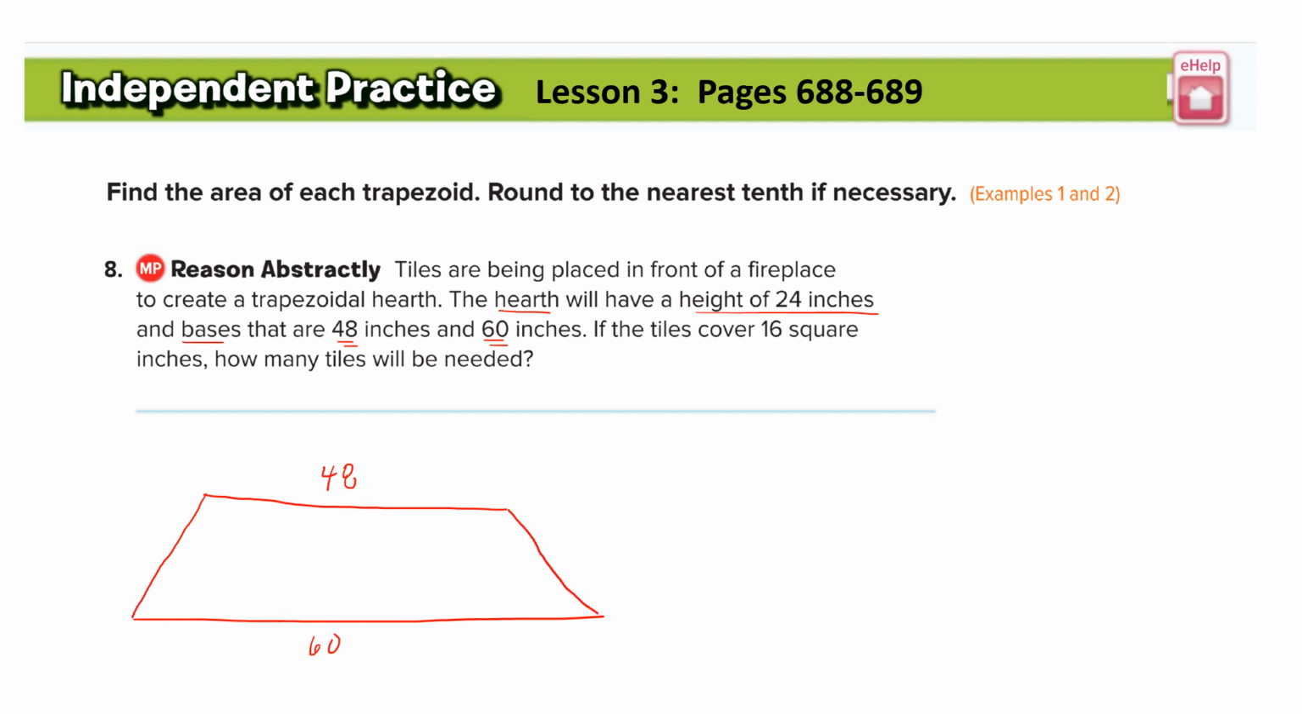Okay. And the height, I'm going to mark on the outside. The height is 24 inches. Okay. Now, the tiles cover 16 square inches. All right. So let's figure out the area of this hearth.